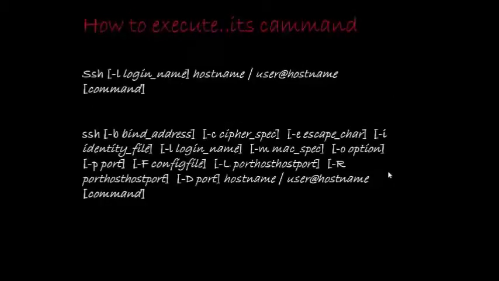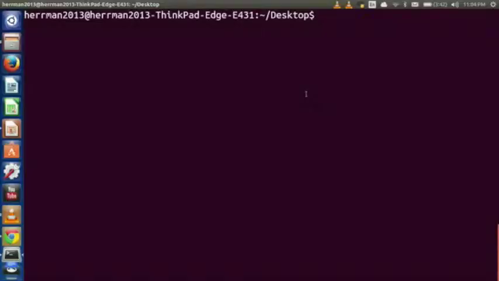Now, how to execute the SSH command. In the SSH command, write ssh, space, hostname/user. In the following video, we try to SSH into a remote machine, which is secure shell, and we try to remotely access the machine's shell using the SSH protocol. In this video we show how to run SSH from the command line and connect to a remote machine.